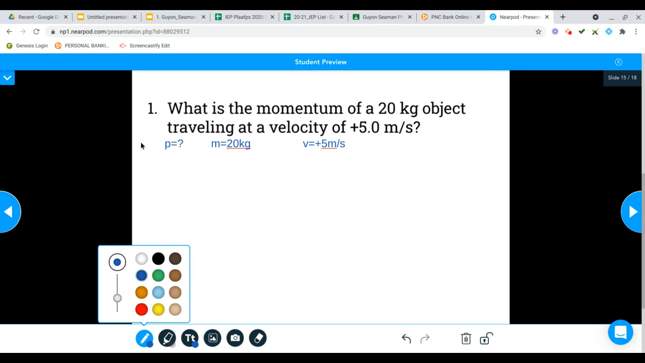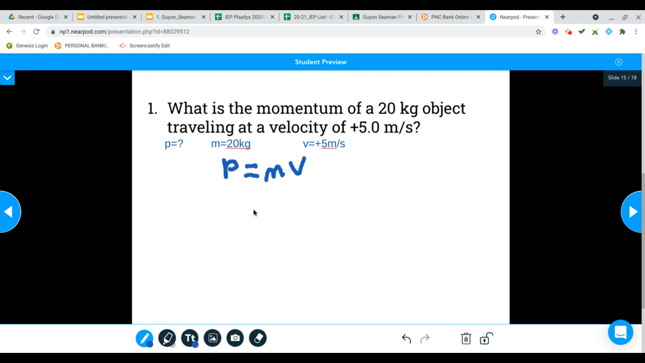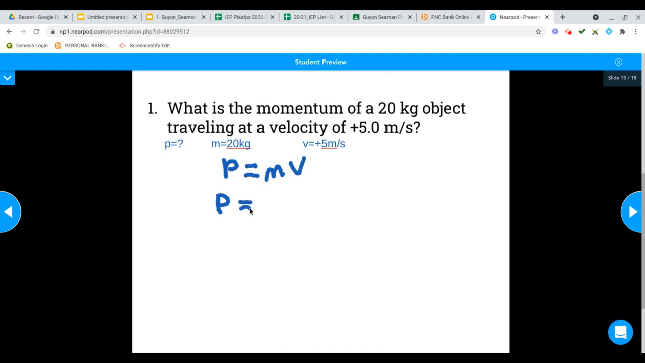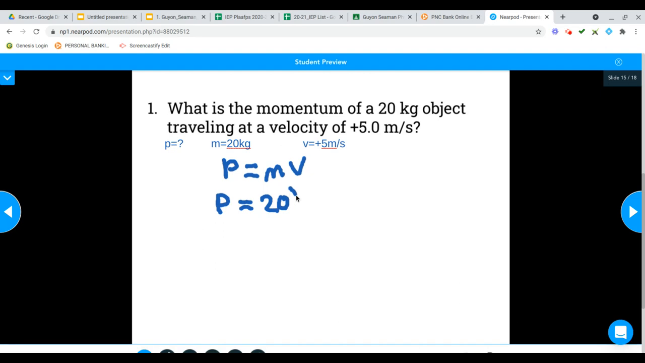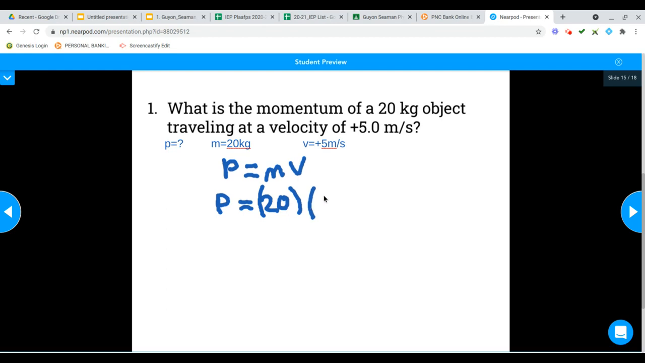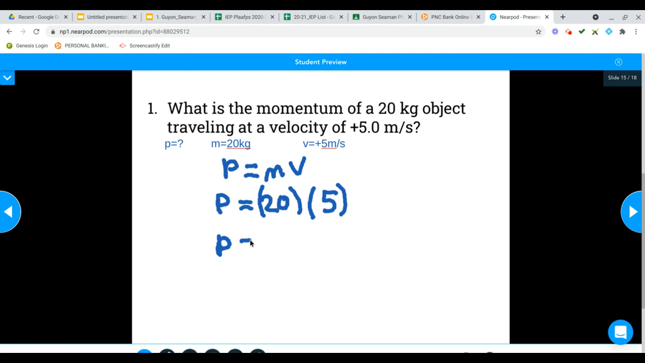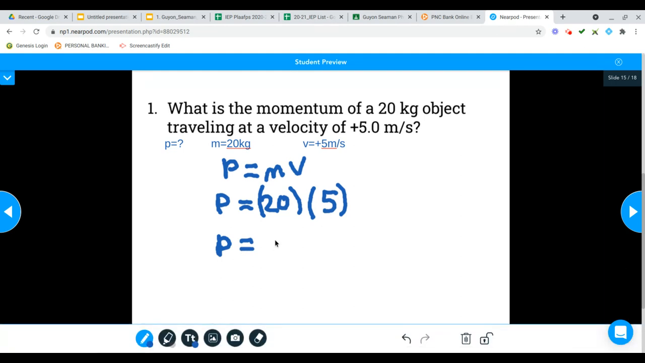So now the way we want to do this, we want to write down the formula first. Okay. So my formula is P equals M times V. I'm going to plug in my numbers now. I don't have a number for P, so I'm just going to write P again, equals my mass, which is 20. I'm not going to worry about the variables when I'm doing this. I'm going to put parentheses around it since I have another number that I got to multiply with, the V, which is 5. Okay. So now we're going to get our answer. P equals 20 times 5, which is 100.